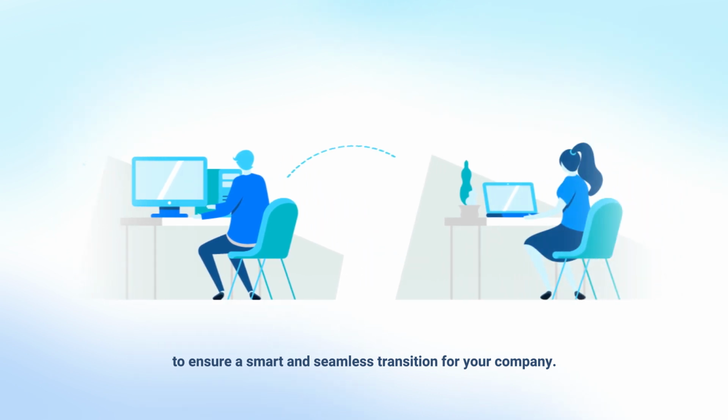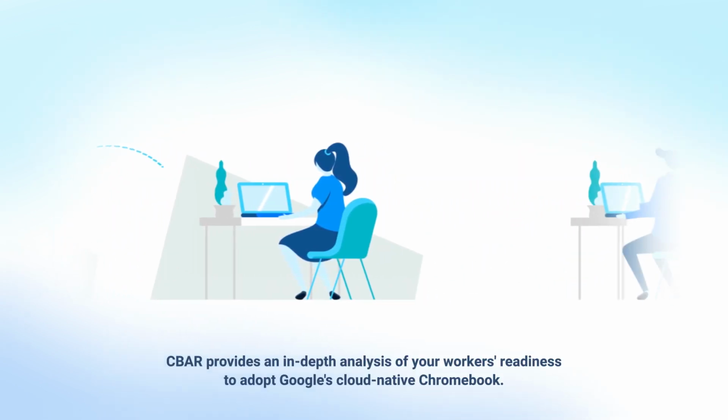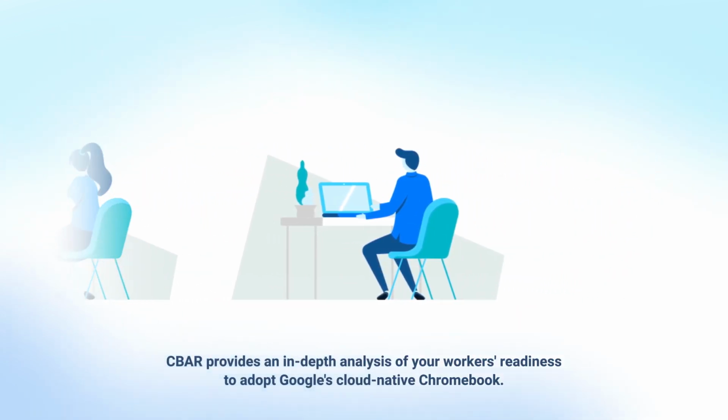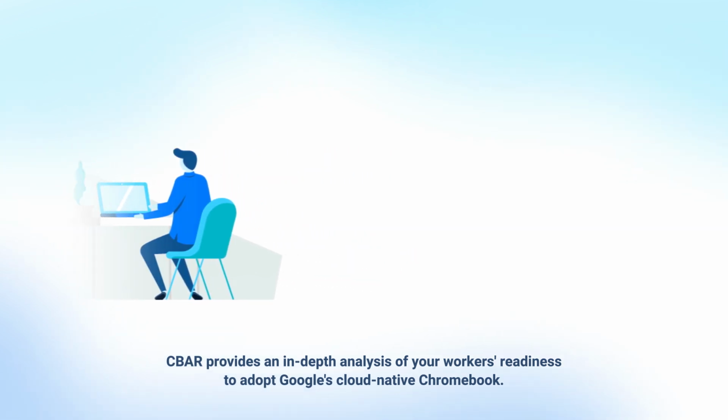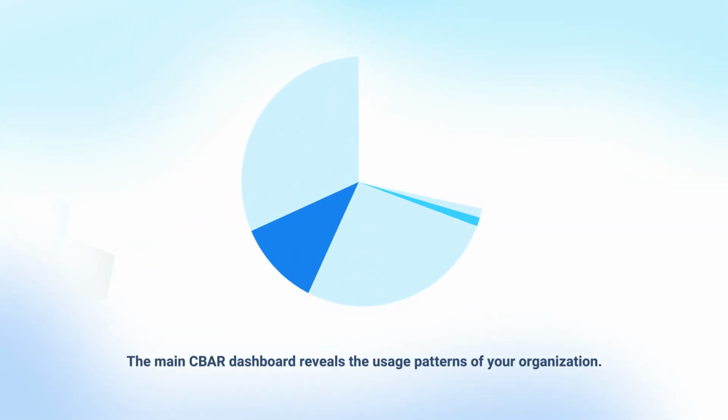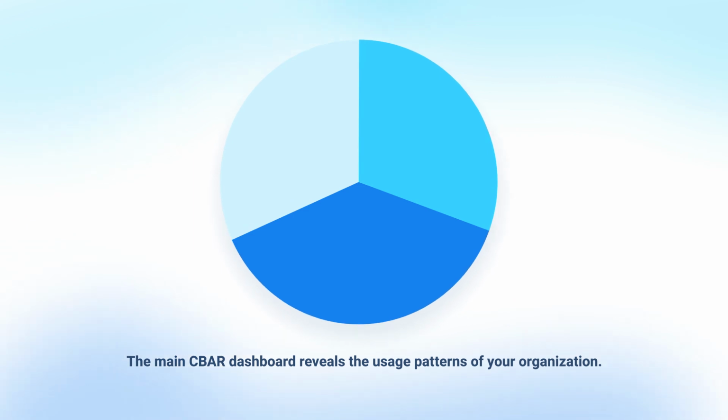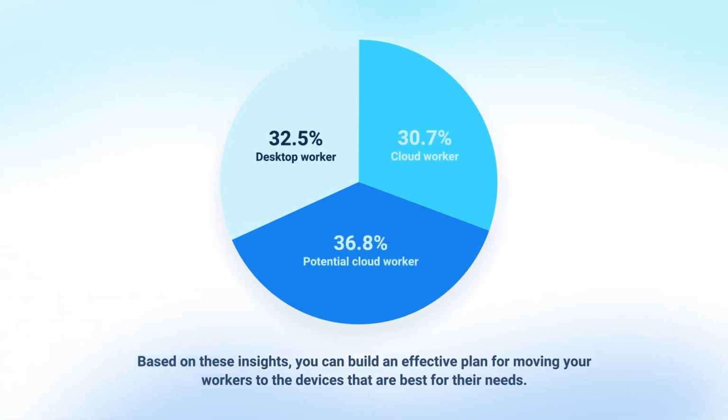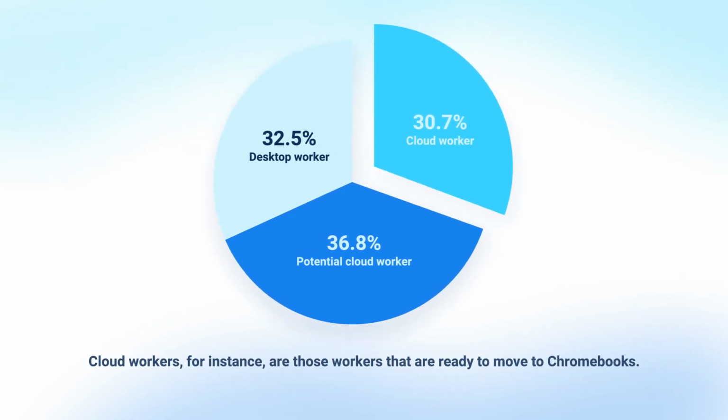for your company. CBAR provides an in-depth analysis of your workers' readiness to adopt Google's cloud-native Chromebook. The main CBAR dashboard reveals the usage patterns of your organization. Based on these insights, you can build an effective plan for moving your workers to the devices that are best for their needs. Cloud workers, for instance, are those workers that are ready to move to Chromebooks.